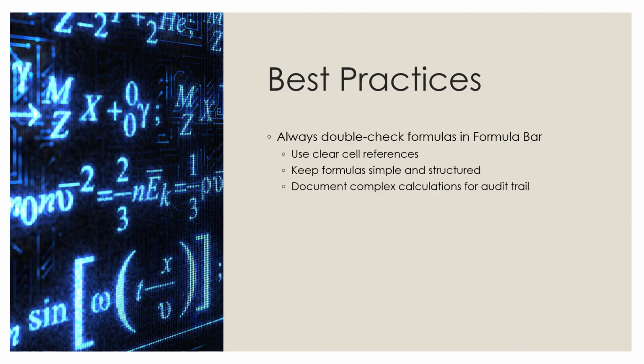Here are some best practices. Always double-check formulas in the formula bar before finalizing reports. Use clear and logical cell references. Avoid random cell linking. Keep formulas simple and structured. Avoid overcomplicating calculations. And most importantly, document complex calculations for audit trail purposes. Professional accountants do not just calculate, they ensure that calculations are understandable and verifiable.